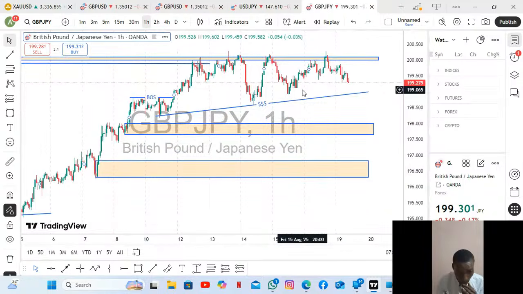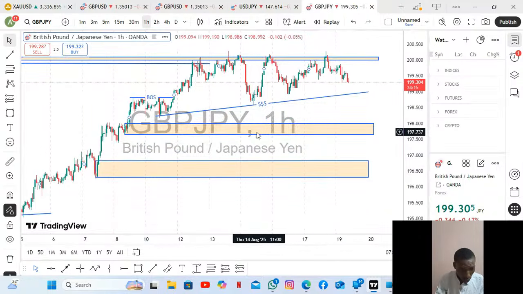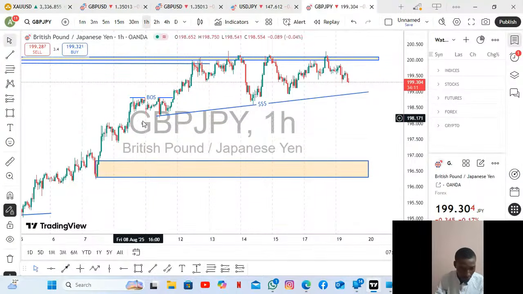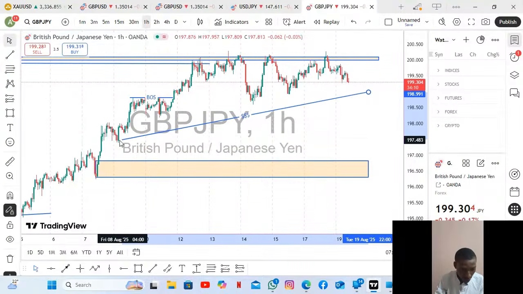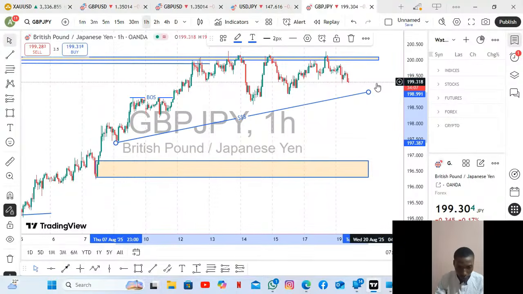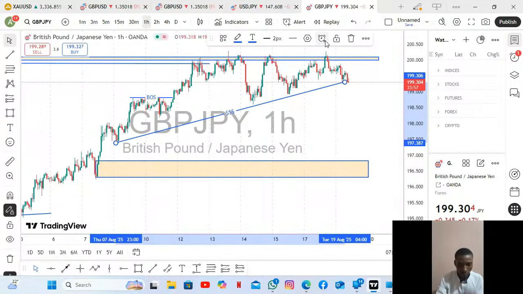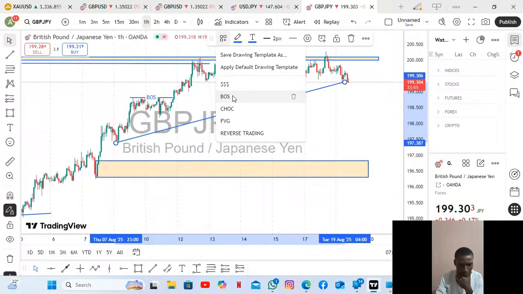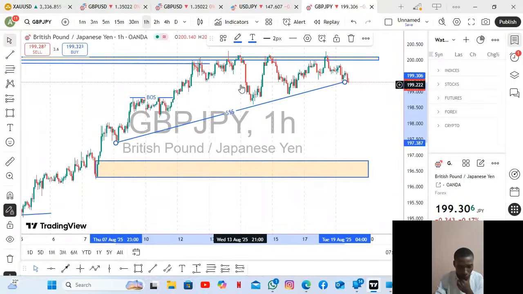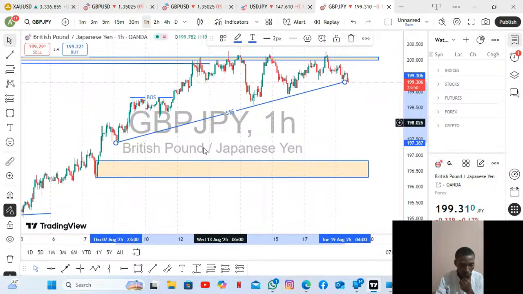Wow, good, it's getting clearer. On the 1-hour time frame, you can see that this is an extension of our liquidity, as we have seen. So we expect that the market will come and clear this section on the 1-hour time frame. That is it. And this is our order block.